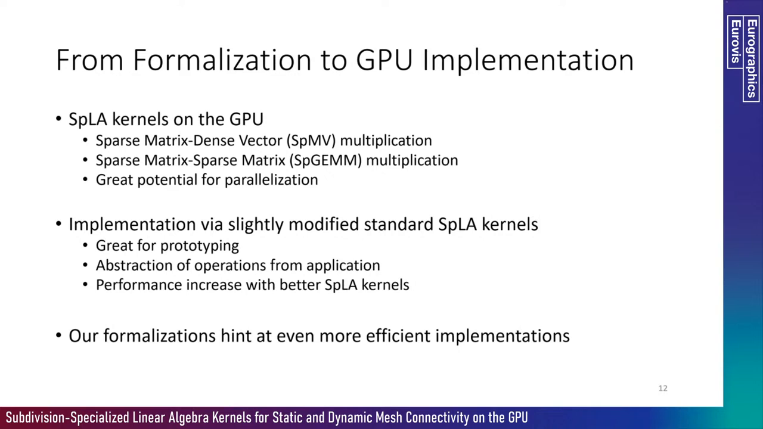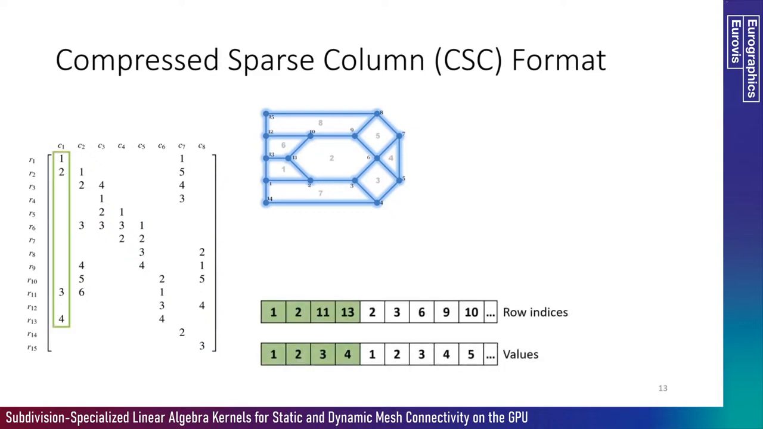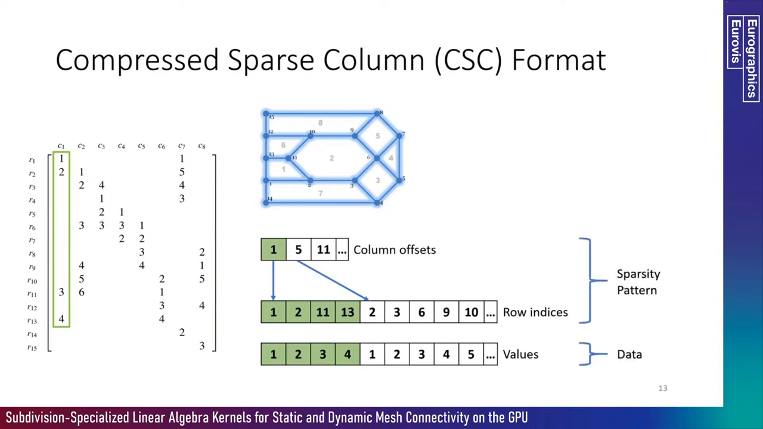We can use the knowledge about the domain and the underlying data in order to optimize the standard kernels to further increase efficiency. We use the compressed sparse column format to represent sparse matrices in our implementation. The CSC format consists of a total of 3 arrays. The first two store one entry per non-zero entry in the matrix, namely a row index and the corresponding value. A third array stores the beginning of each column in the other two arrays. Column offsets and row indices determine the sparsity pattern of the matrix, and the values store the actual data.